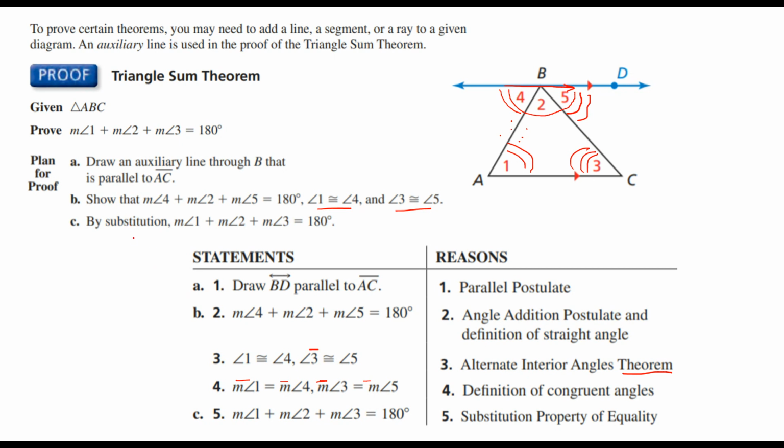And we've substituted, instead of talking about angle 4, we switched it with angle 1. And then instead of talking about angle 5 adding up to 180, we switched it with angle 3. So basically, we've substituted both of these because of substitution property, but after we proved that they were congruent using the alternate interior angles theorem.